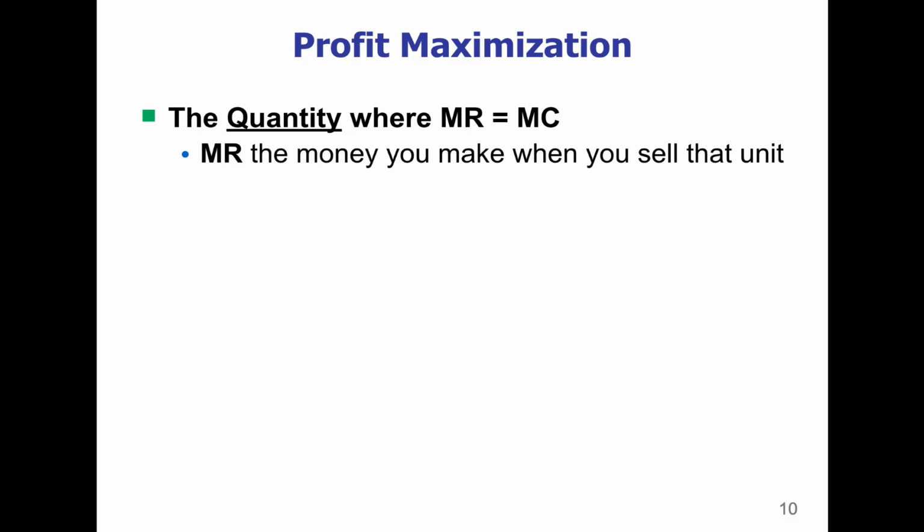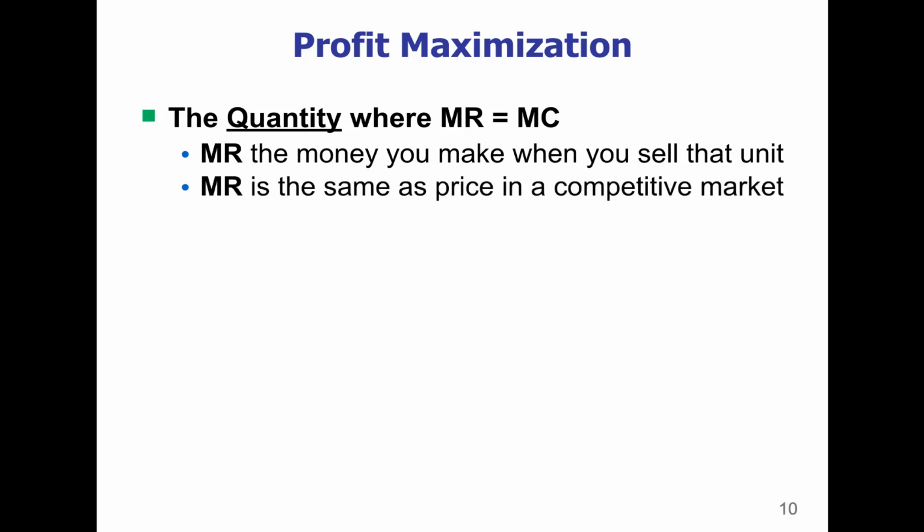Remember that marginal revenue is the money that you make when you sell that particular unit, and marginal revenue is the same as price in a competitive market. Because in a competitive market, everybody sells the product at the same price because everybody's a price taker. There are so many buyers and sellers that no seller can control their price, or all of their customers will just go buy from somebody else. So your marginal revenue is going to be the price you sell the good at. And marginal cost, of course, is the amount of money it took you to make that particular product.